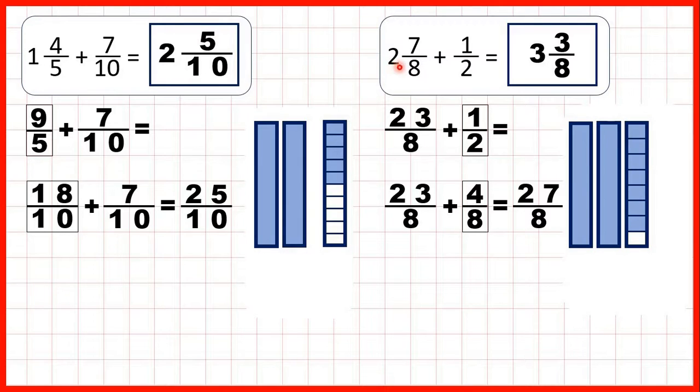Then we had 2 and 7/8, and we were adding 1/2. 2 and 7/8 is the same as 23/8, and 1/2 is the same as 4/8. So when we put that together, we get 27/8, but we turned that back into a mixed number by dividing 27 by 8. That's 3 remainder 3, so our answer is 3 and 3/8.